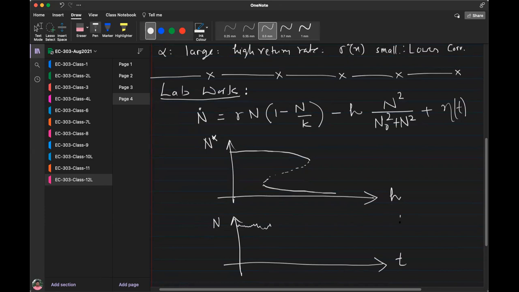If h is increasing with time, what do you expect to happen? Initially, it's at the carrying capacity. h is slowly increasing with time, and eventually it crosses a value given by this HC2. Let's call this HC1, and this is HC2. It has crossed this critical point. And what do you expect? I think you have done these simulations and we will find something like this.